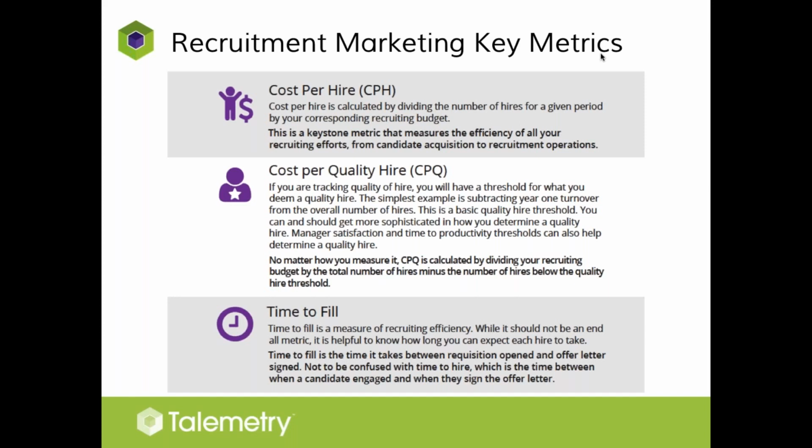But no matter how you measure quality, the cost per quality hire would be calculated by taking that overall recruiting budget that you defined earlier and dividing it by your total number of hires, but this time you want to take out the people who don't meet that threshold, who either haven't hit a satisfaction number, haven't hit a production number, or haven't made it to year one or month six.